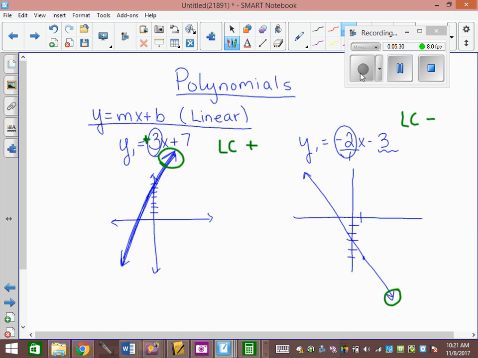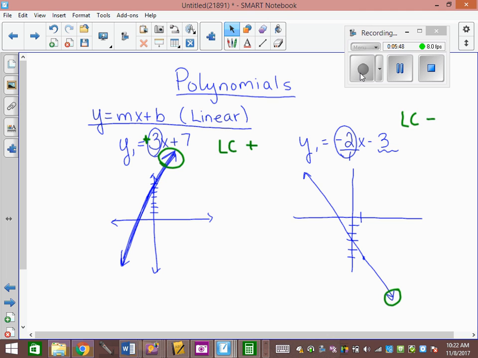Now, if they're in the equation form where there's no brackets, like mx plus b, then your constant, the one without a variable, is your y-intercept.